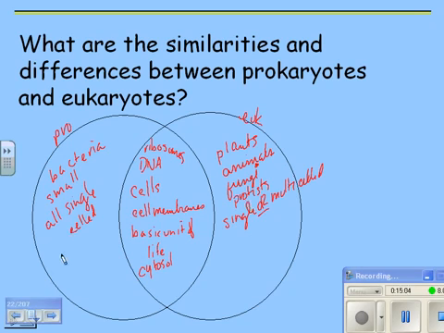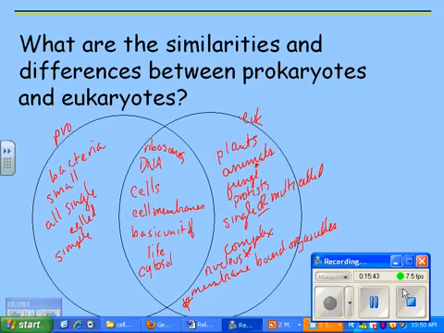Let's see what else. These are simple. These are complex. These have a nucleus. They have membrane-bound organelles. Those are probably the two most important things, nucleus and membrane-bound organelles. That means they're organelles with membranes, as opposed to a ribosome, for example. And I think that's really the basic difference. So if you have that, you'll be well on your way to getting the difference between prokaryotes and eukaryotes.